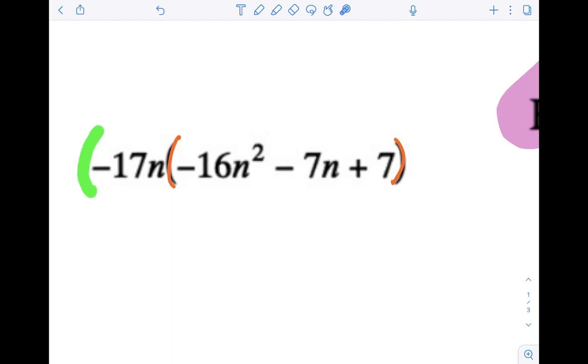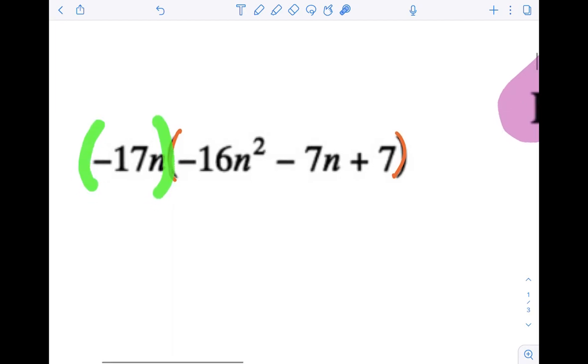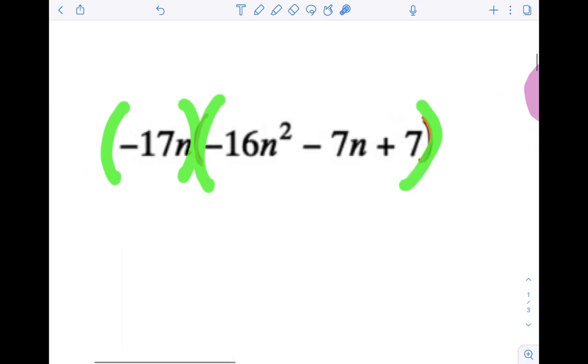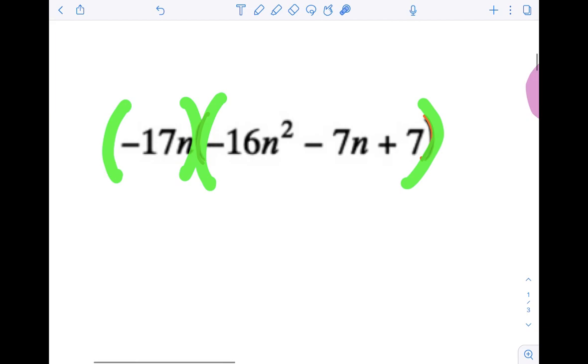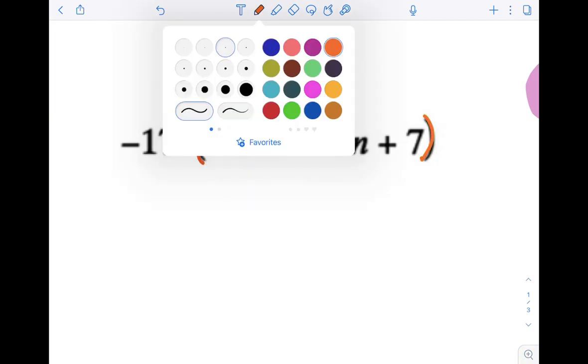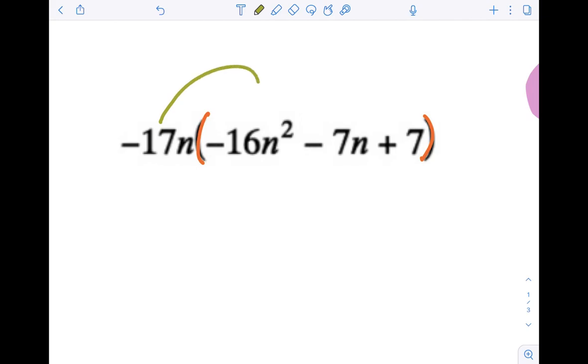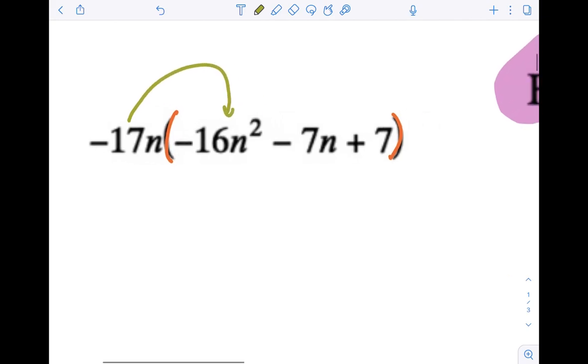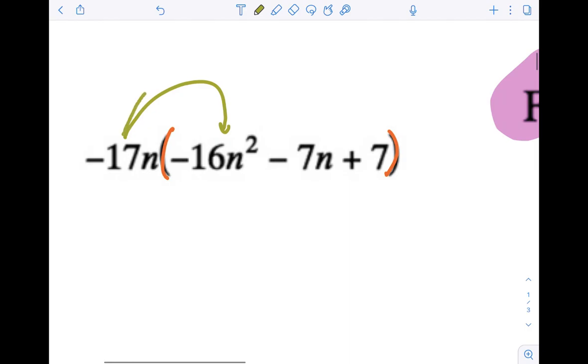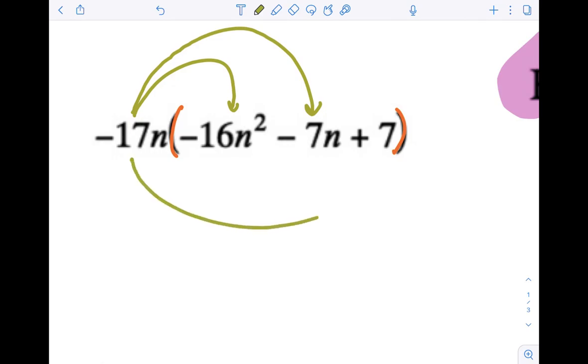And then here outside, we have one term. So we're going to multiply this one term times these 3 terms. Right? So this one term is going to multiply with these 3 terms. So the way we multiply, as we know, is we're going to multiply negative 17n times negative 16n squared, negative 17n times negative 7n, and negative 17n times 7, right?